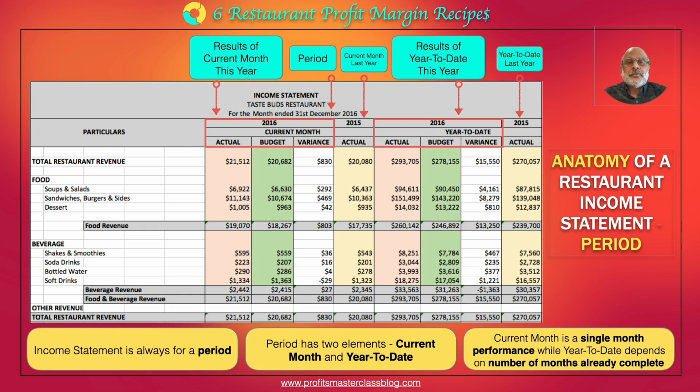Before any restaurant manager or a restaurateur or anybody related to a restaurant operation understands an income statement, they must first understand this period element, which is about current month and year to date.